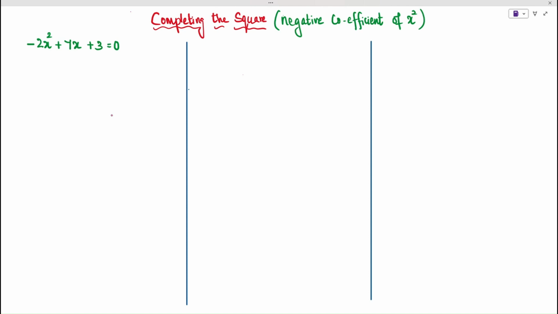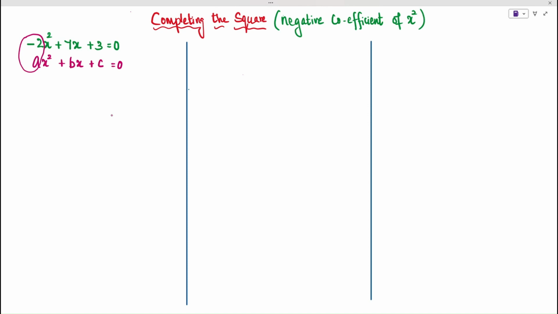And so we're going to start off with our question. Minus 2x squared plus 7x plus 3 is equal to 0. And so we're going to write the generic formula of our quadratic equations. ax squared plus bx plus c is equal to 0. And so from here, we can find the coefficient of x squared. And in this case, it's minus 2.